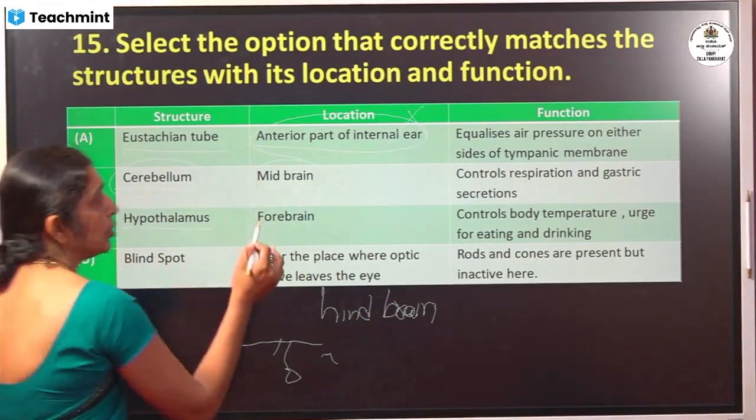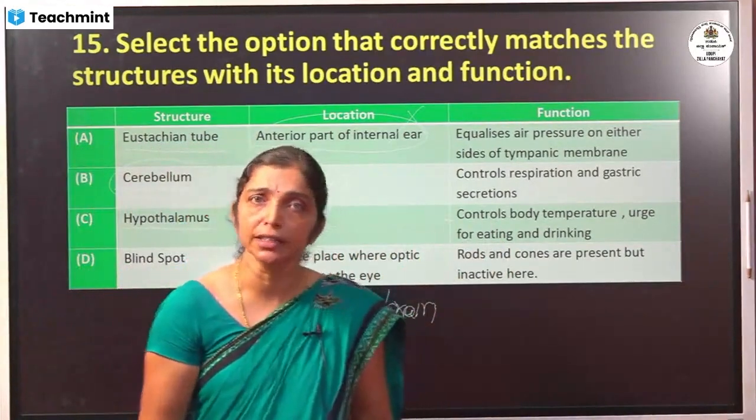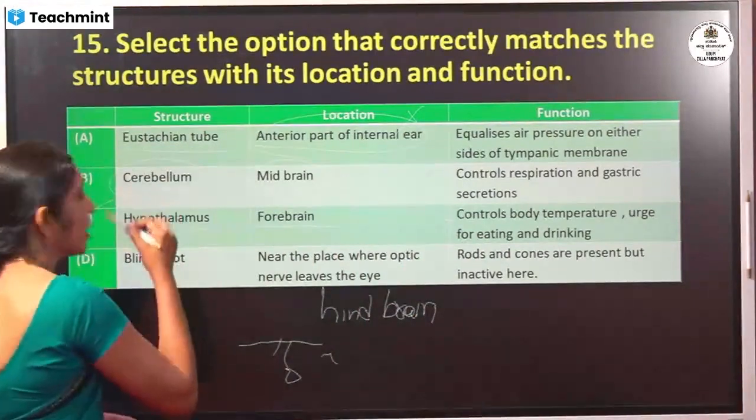When you come to hypothalamus, its location is forebrain. It controls the body temperature, urge for eating and drinking. So this is the right option.